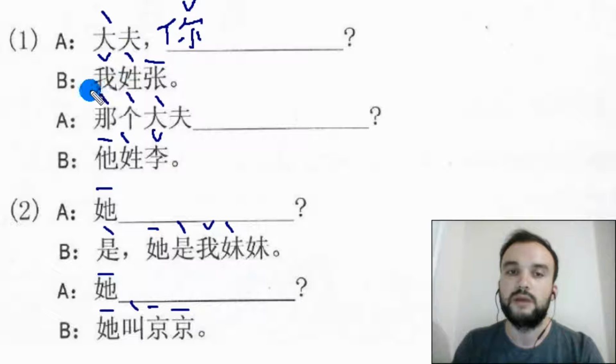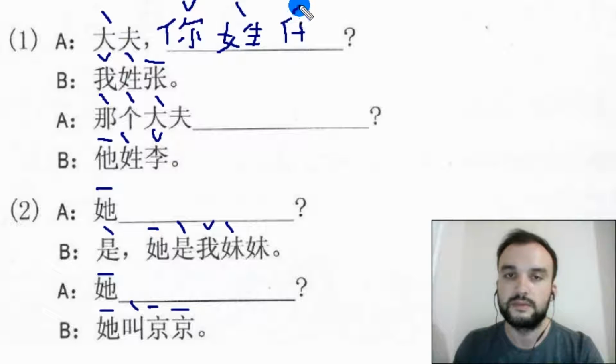Ni, because here the answer is 我, so we should ask 你姓什么? What's your surname? 你姓什么? What is your surname? And 我姓张. My surname is Zhang.